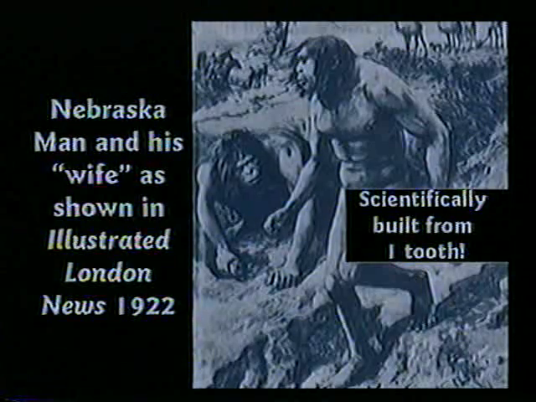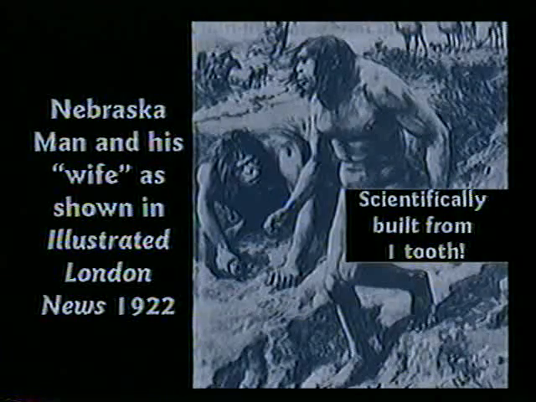Illustrated London News, 1922: Nebraska Man, proof for evolution. During the Scopes monkey trial in 1925 in Dayton, Tennessee, they were going to bring in a bunch of witnesses to give proof for evolution. It turned out the judge said, it doesn't matter what evidence you have for evolution. This is not what's on trial. The only question is, did the teacher break the law?